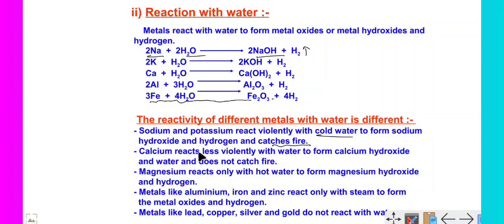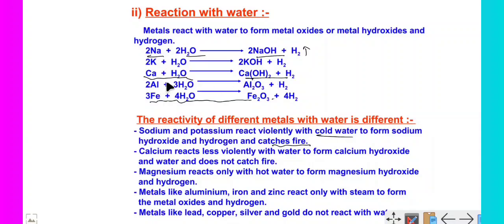Calcium reacts less violently with water to form calcium hydroxide and hydrogen, and does not catch fire. So in case of calcium, it reacts with water, but less violently, and the compound does not catch fire.